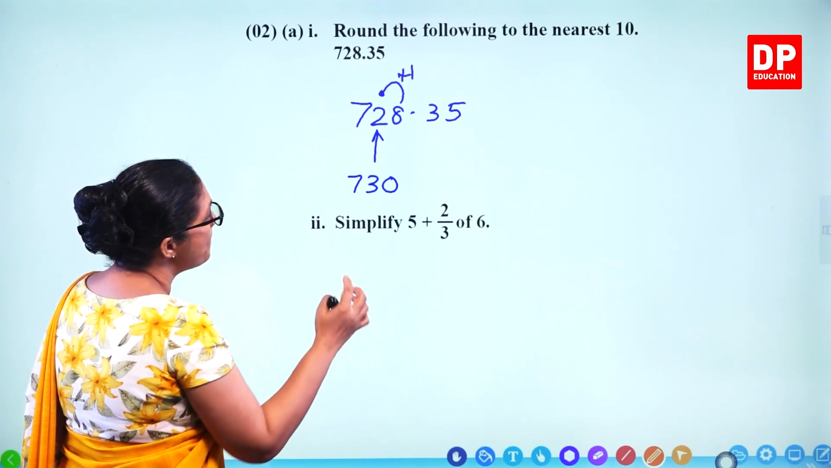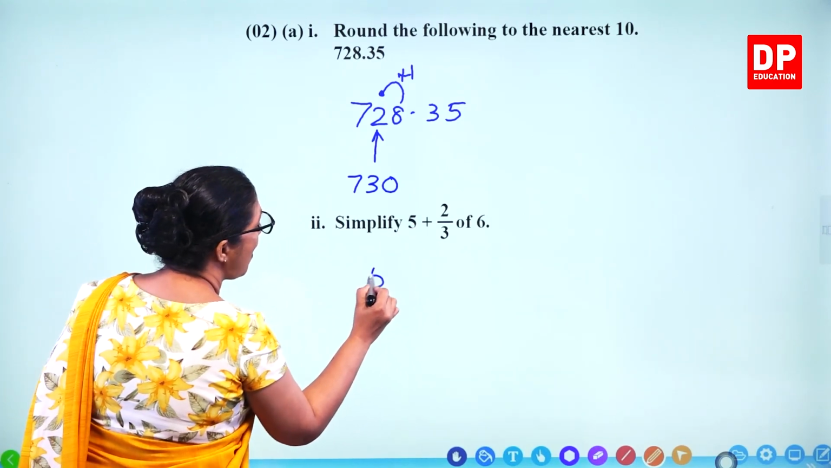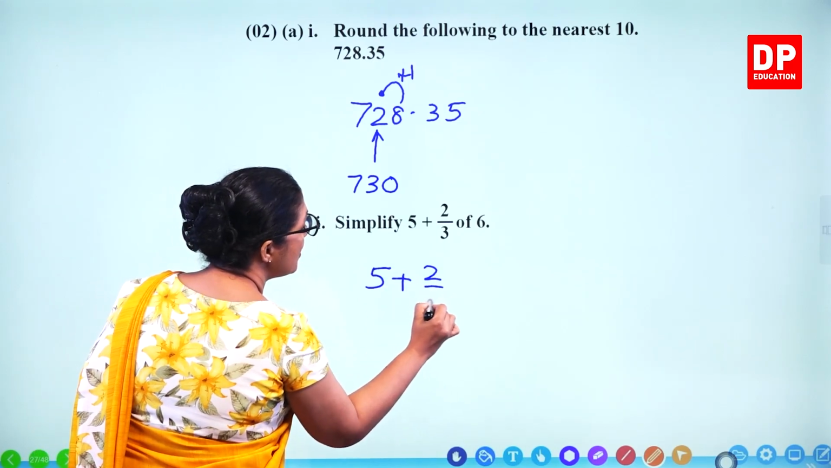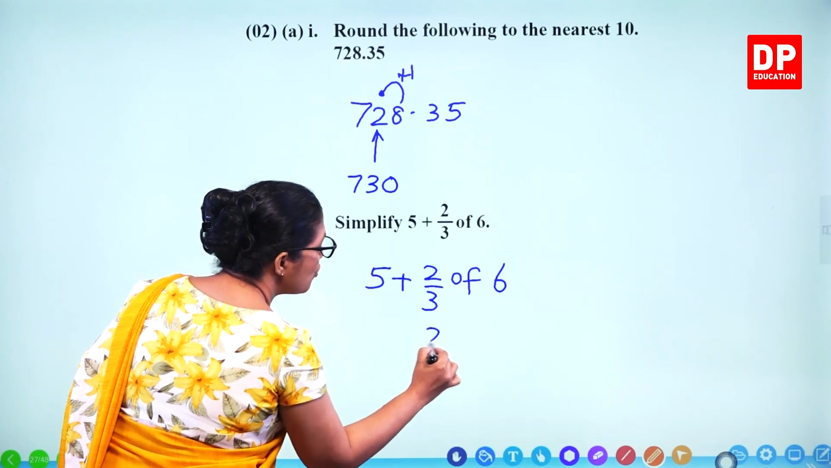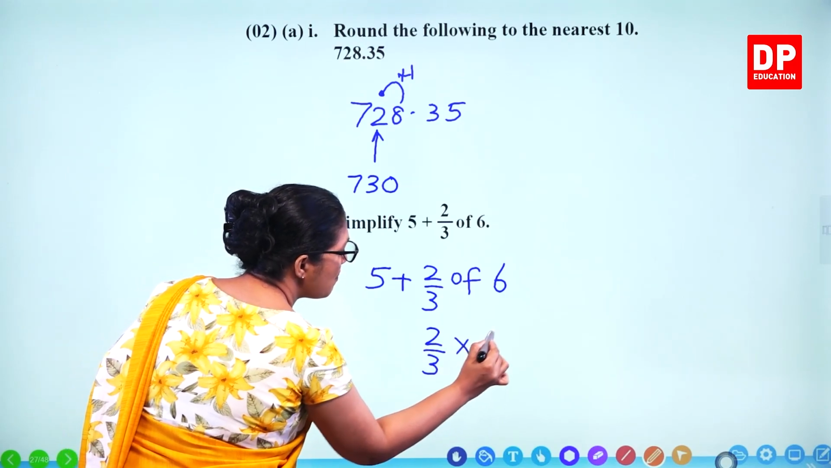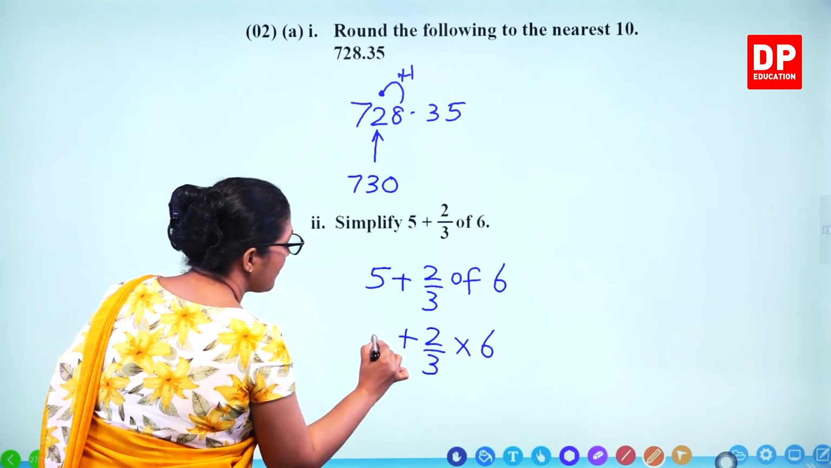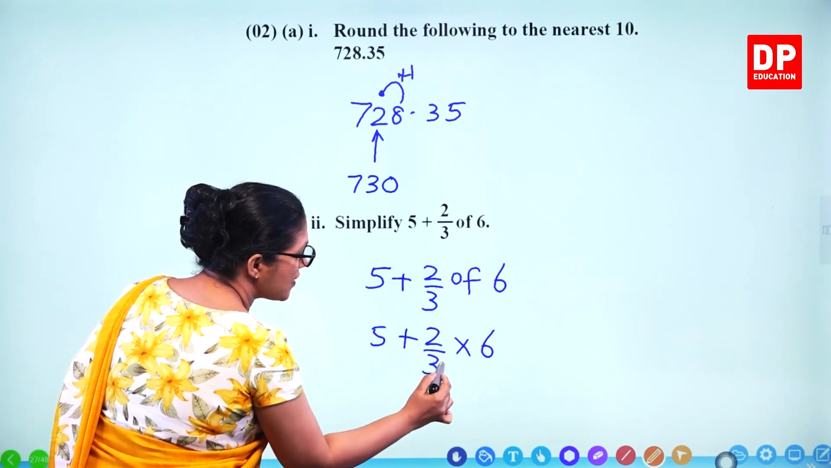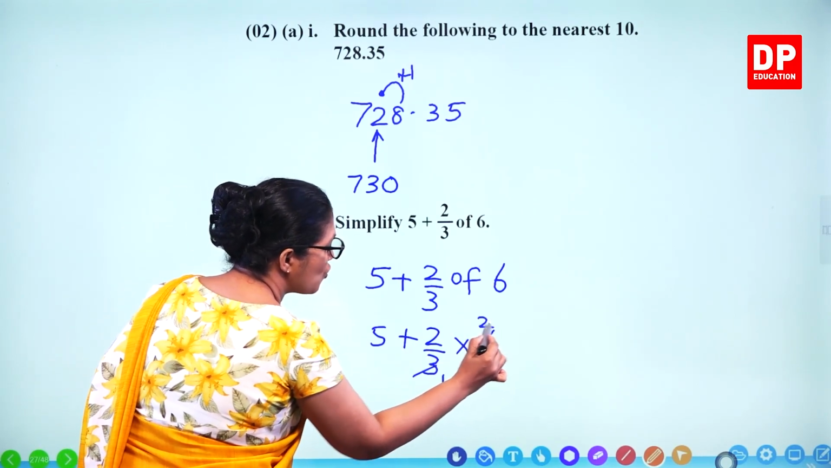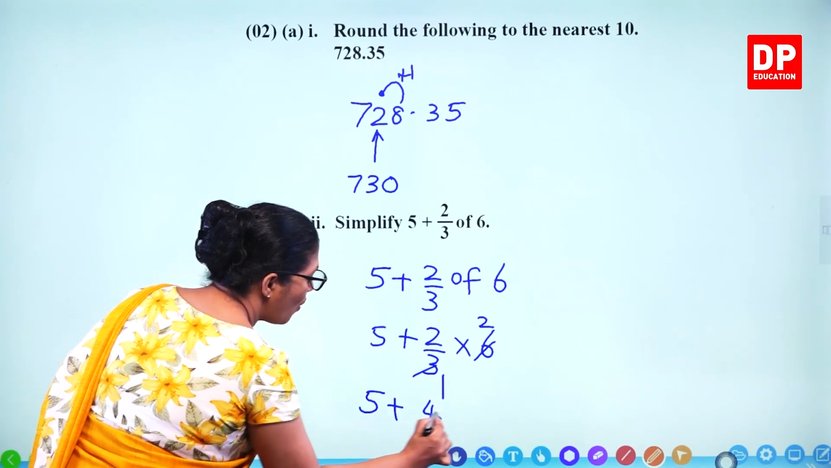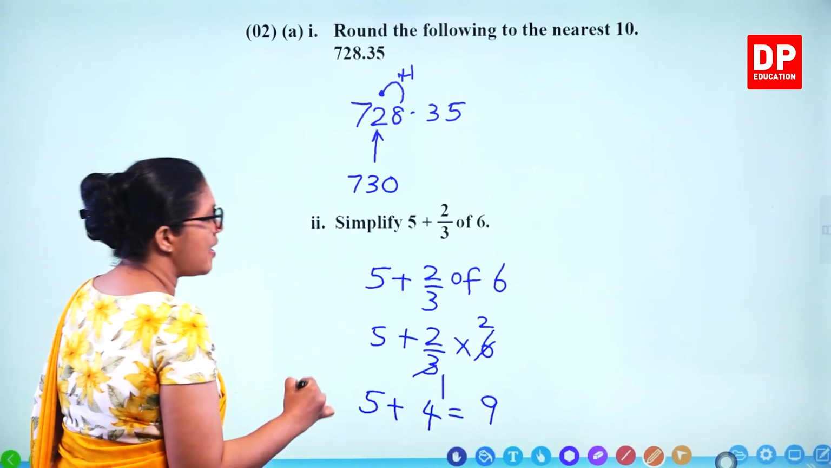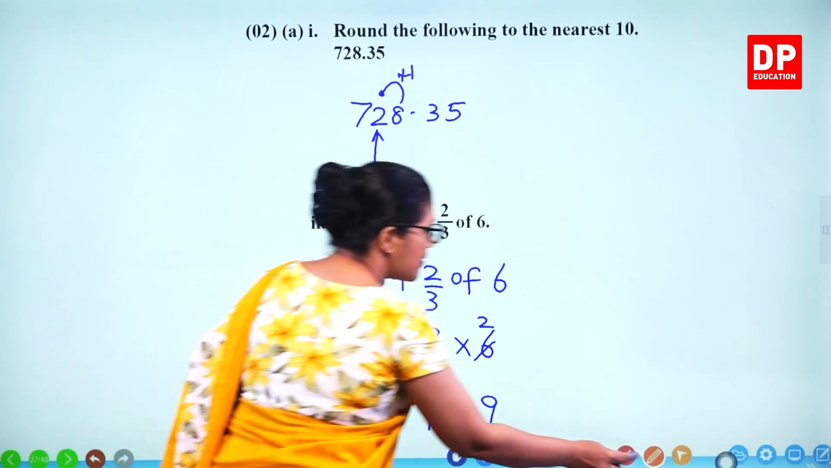Simplify. How do you simplify this one? 5 plus 2/3 of 6. According to BODMAS, you have to do this one first. Of means multiply. So multiplication first. 3 times 1, 3 times 2. So you get 2 times 2, 4. 5 plus 4, you get 9. So 9 is the answer.